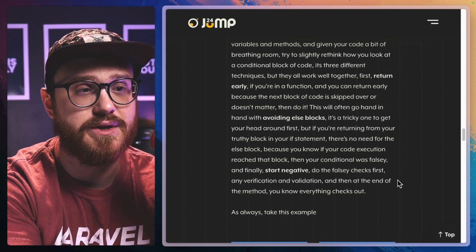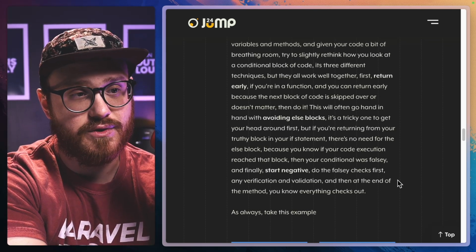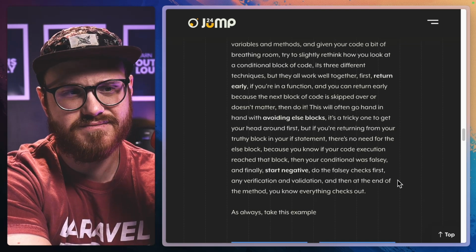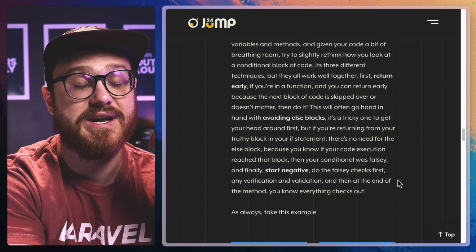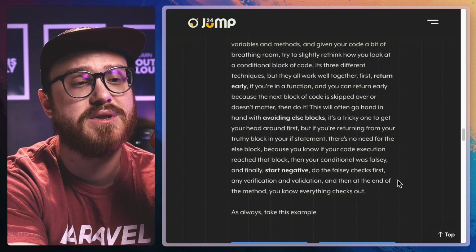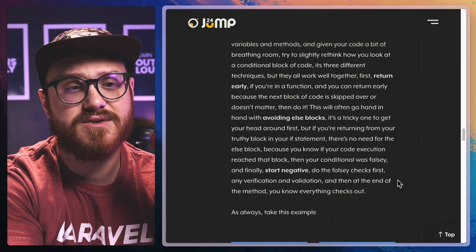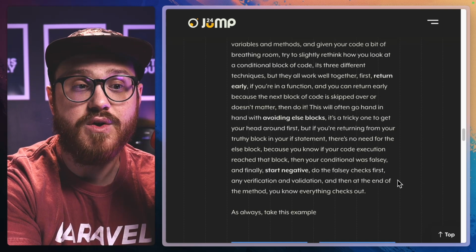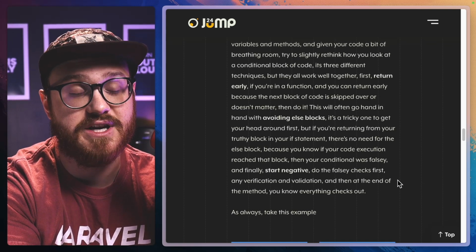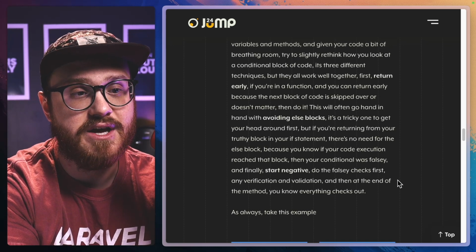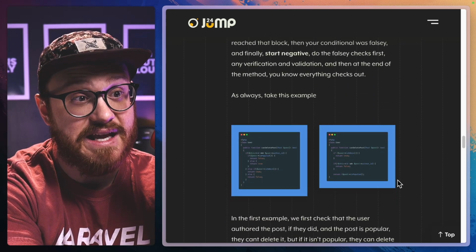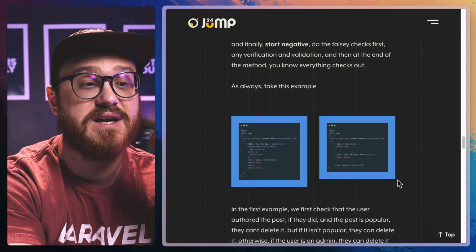First, return early. If you're in a function and you can return early because the next block of code is skipped over or doesn't matter, then do it. This will often go hand in hand with avoiding else blocks. It's a tricky one to get your head around at first, but if you're returning from your truthy block in your if statement, there's no need for the else block, because you know if your code execution reached that point, then your conditional was falsy. And finally, start negative. Do the falsy checks first, any verification and validation, and then at the end of the method, you know everything checks out.